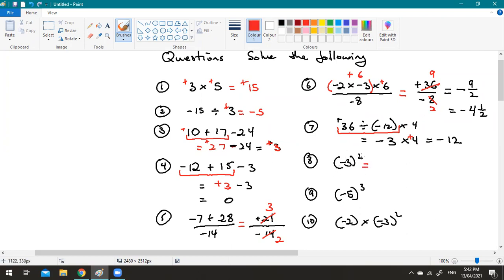Number 8, where they ask us to square. Negative 3 squared. Square means you multiply by itself. So negative 3 multiplied by negative 3, 2 times. And a negative multiplied by a negative is a positive. 3 3s are 9. With the cube, you multiply 3 times. So you multiply 5 3 times.